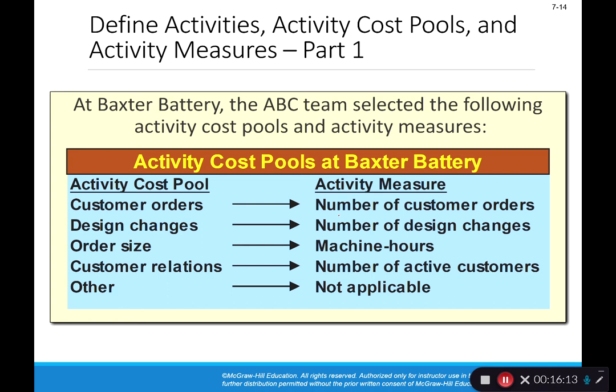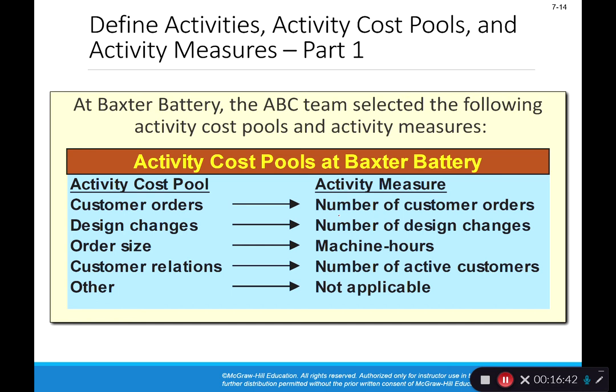So they've identified 5 cost pools: customer order, design, order size, customer relations, and other. The other is basically any cost that has no correlation with anything, so we don't allocate it at all. If we can't come up with a good allocation base or driver to allocate the cost, we don't allocate it under ABC costing. We don't force it like we do in traditional costing.